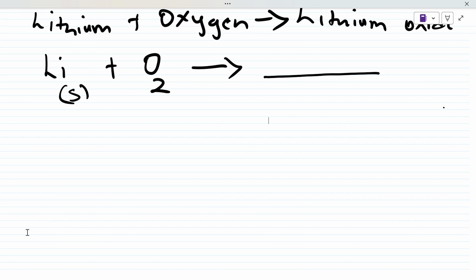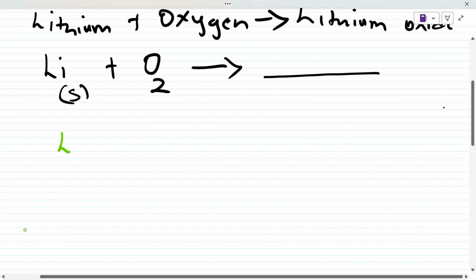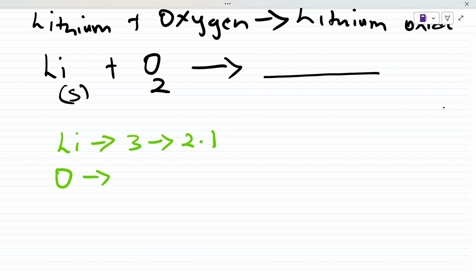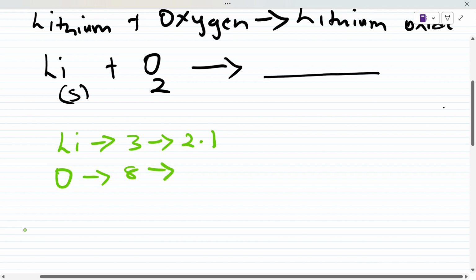Lithium, Li, has atomic number 3 and electronic configuration of 2:1. Oxygen, O, is atomic number 8 and has electronic configuration of 2:6.